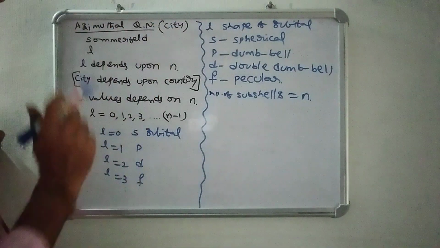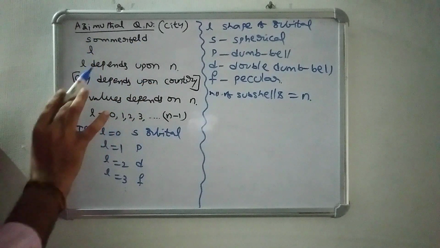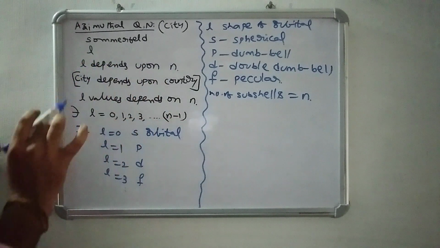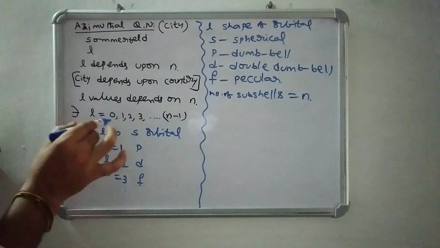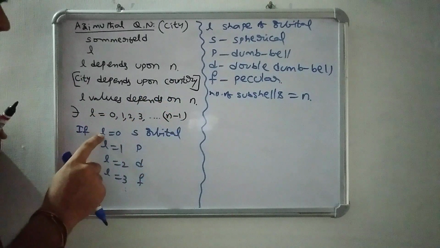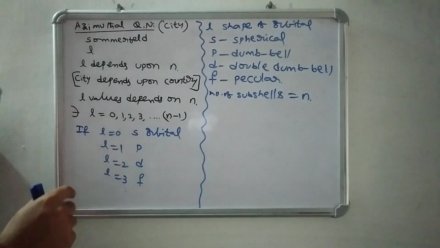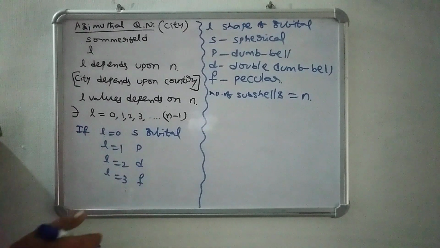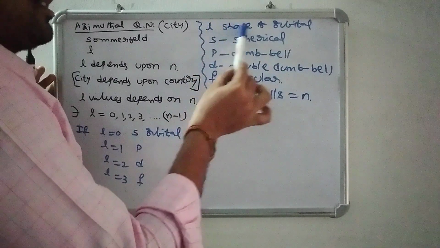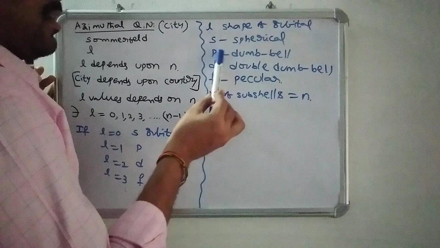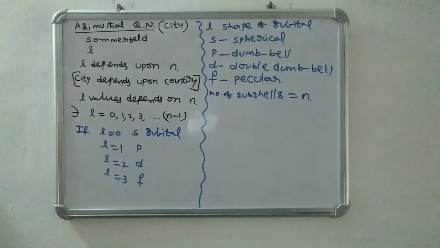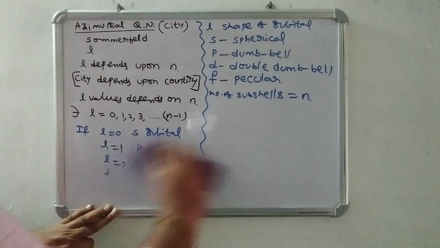In the general example, this is the city. This was proposed by Sommerfeld, the name of the scientist. It is denoted with the letter L. L values depend on n, such that L is equal to 0, 1, 2, 3 and so on up to n minus 1. If the L value is 0, that indicates the s orbital or s subshell. L equal to 1, p subshell. L equal to 2, d subshell. L equal to 3, f subshell. L gives the information about the shape of the orbital: s orbital spherical, p orbital dumbbell, d double dumbbell, f peculiar shape. This kind of information can be obtained using the azimuthal quantum number. Next, which quantum number?